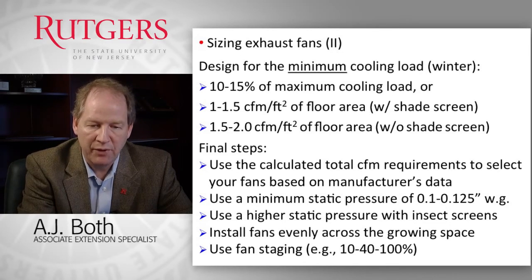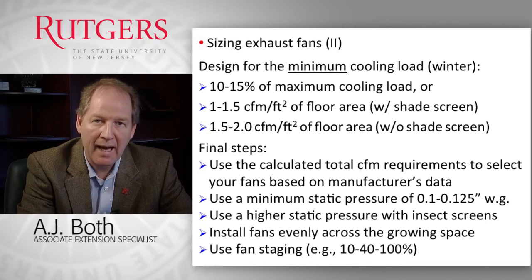You can start figuring out what fan size and how many of those fans you want to install in your greenhouse operation. You want to make sure you pick a fan that is able to deliver the required ventilation rate at a certain minimum static pressure, and we typically use a number of 0.1 or 0.125 inches of water gauge as the minimum static pressure that the fan needs to be able to overcome. You can use a higher static pressure if you also install insect screens, because they add additional resistance to airflow through your structure.